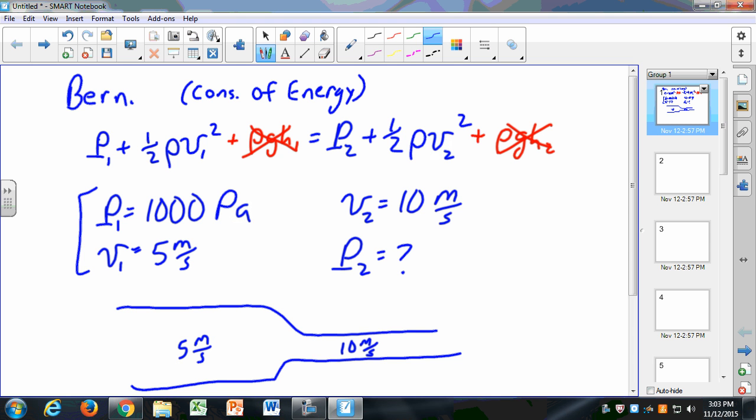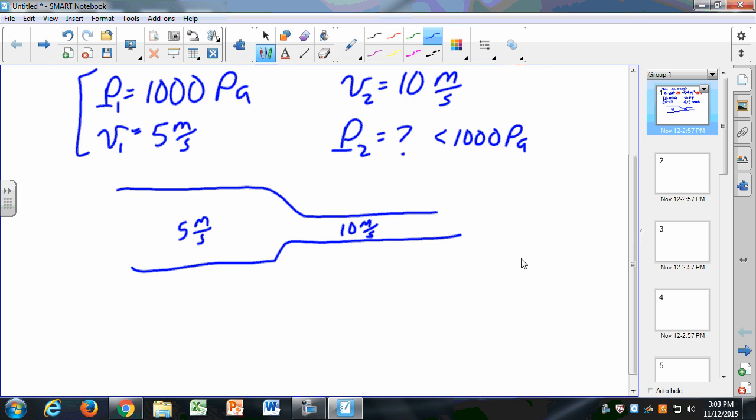Right, it gets smaller. So if V increases, P has to decrease because the sum of these has to stay the same because of the conservation of energy. The energy always stays the same. So if V goes up, P goes down. So I could already say that this P has to be less than 1,000 pascals. All right? But I can calculate that, and you'll need to calculate it.